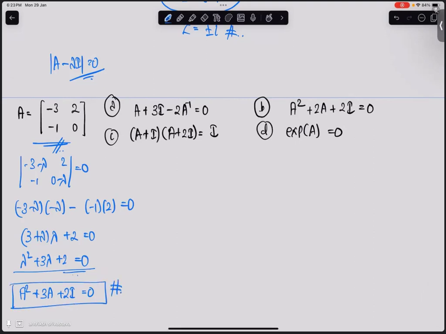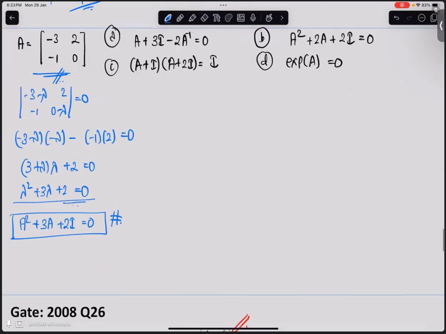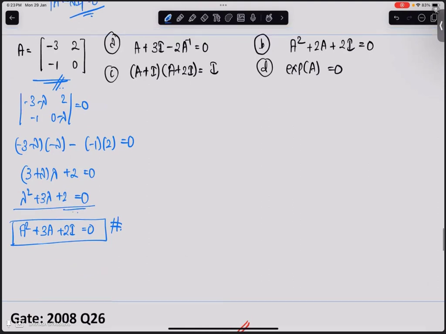is equal to 0. So lambda square plus 3 lambda plus 2 is equal to 0. So if we replace here lambda by A and multiply the scalar with the identity matrix, then we will have A square plus 3A plus 2I is equal to 0. Do we see this expression here? We don't see this expression here, right? So what can we do? We have to look carefully whether this expression can be modified, or can we do some kind of factoring to get that.